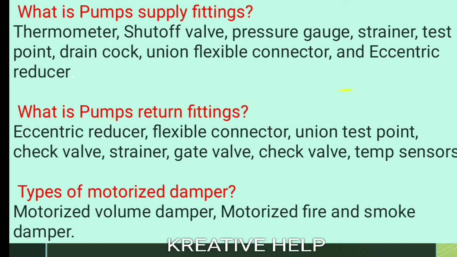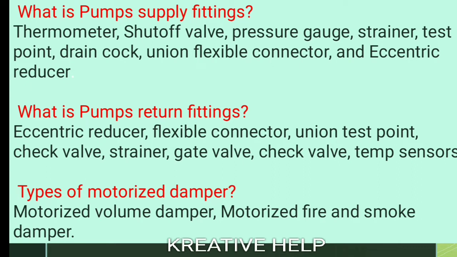What is the pump return fitting? There are two types of fittings. Some pumps are coming and some pumps are return. I will show you each and everything in the next slide. So an eccentric reducer: definitely a reducer is needed because you are just changing the size of the pipe. Flexible connector: definitely this is very basic, you should know about it. There is a need of the flexible connector in the union test point.